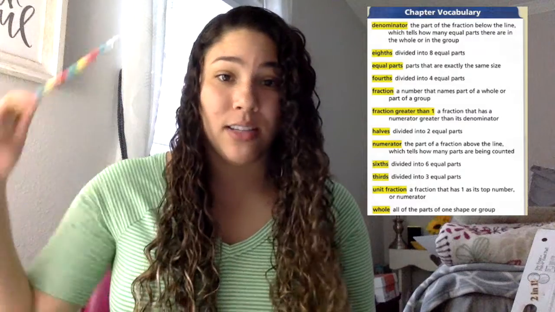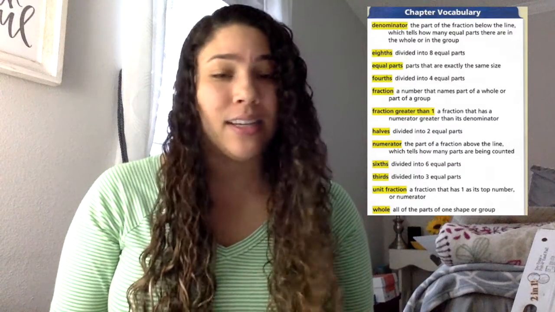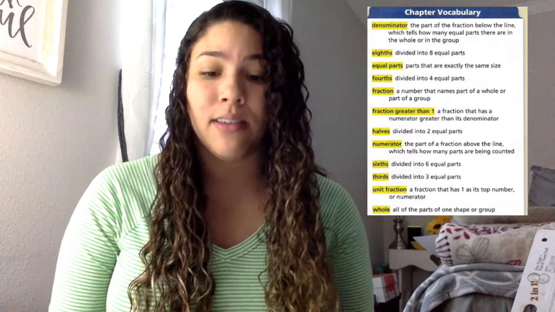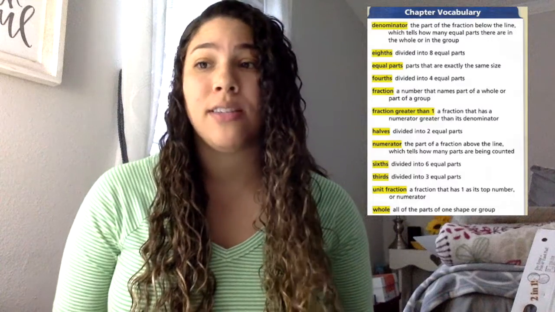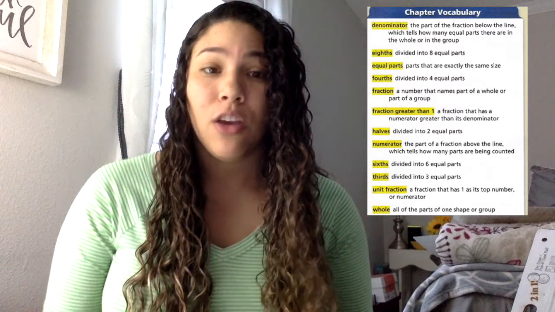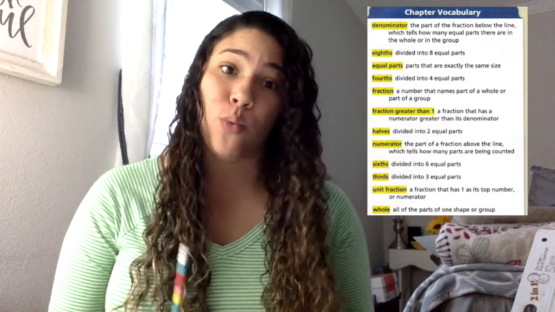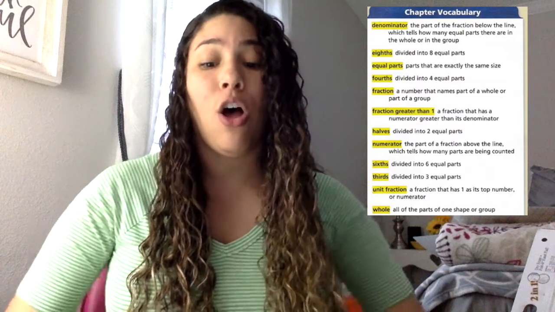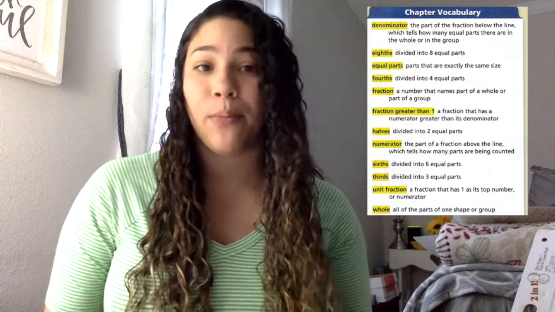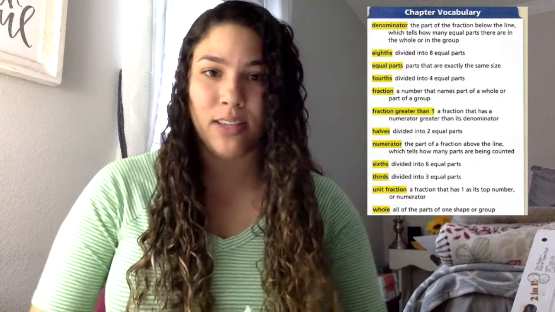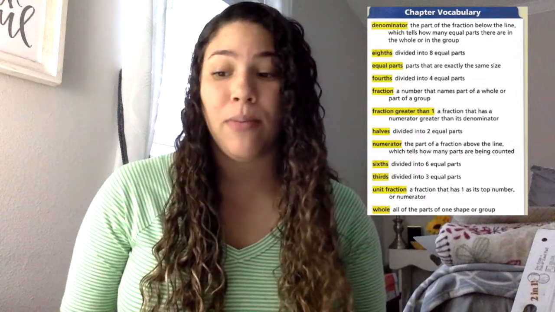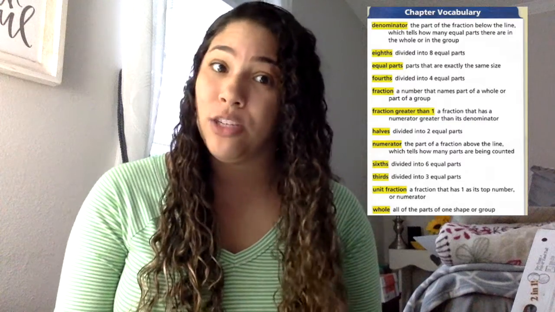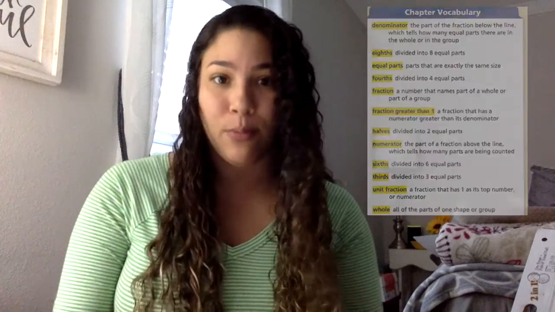Again, numerator is the top part of a fraction. Sixths is divided into 6 parts. Thirds is divided into 3 parts. And unit fraction is when a fraction has 1 as the numerator, and a whole is all of the parts of one shape or group. Okay? That's what makes up the whole thing. So those are your vocabulary words. Your assignment today will be to do something with those. We'll talk about that more at the end.